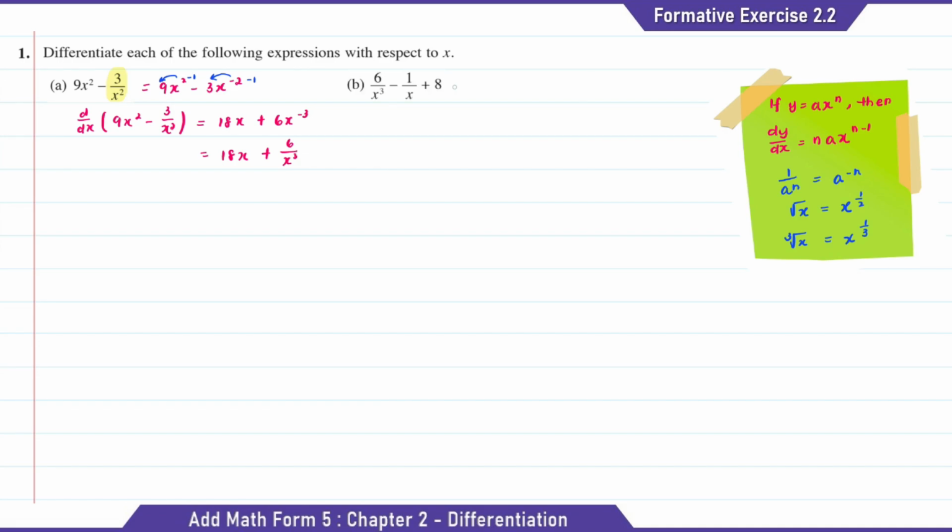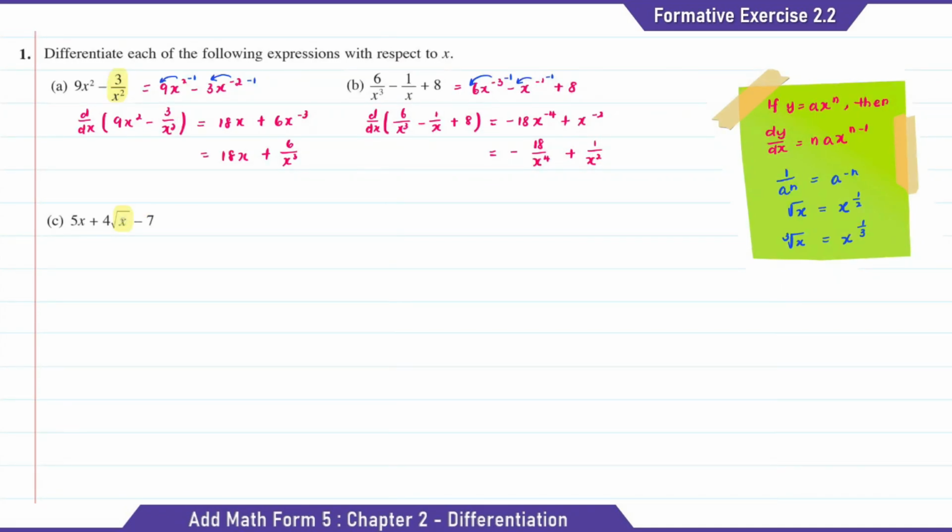Question B. I can write this as 6x to the power of negative 3 minus x to the power of negative 1 plus 8. Differentiate this, you're going to get negative 18x to the power of negative 4 plus x to the power of negative 2. This is the same as negative 18 over x to the power of 4 plus 1 over x squared.